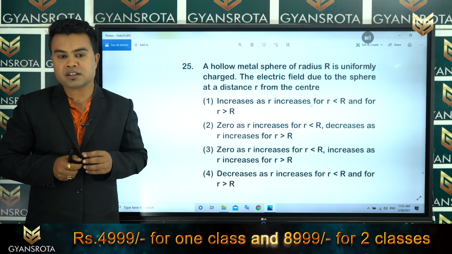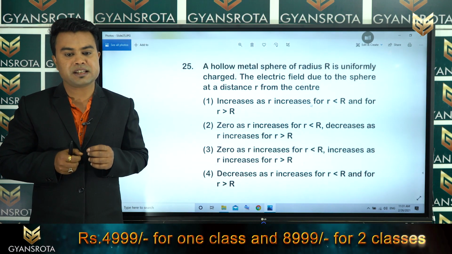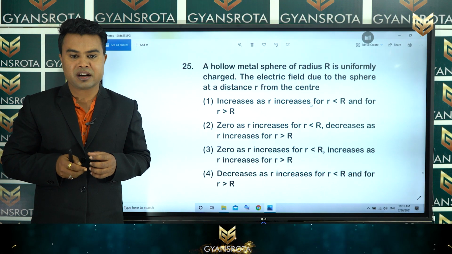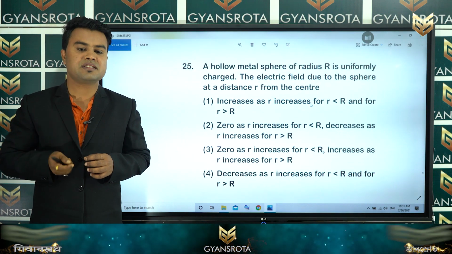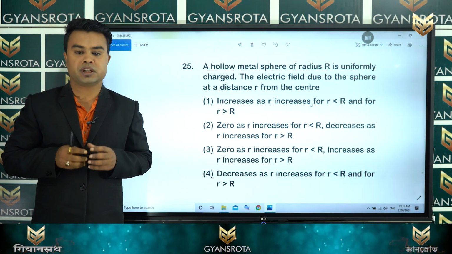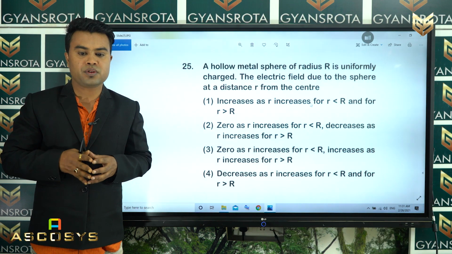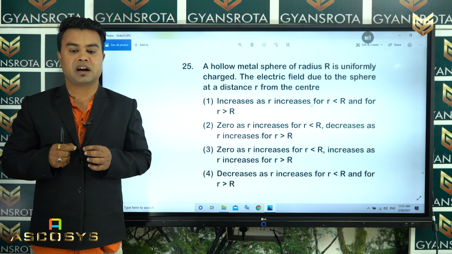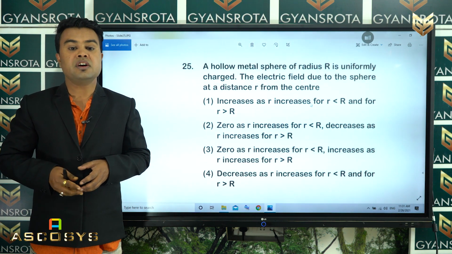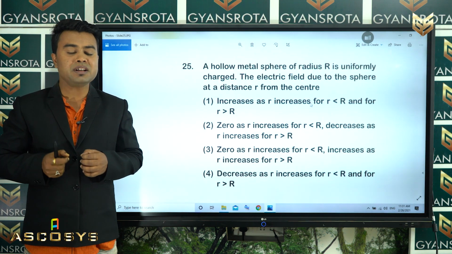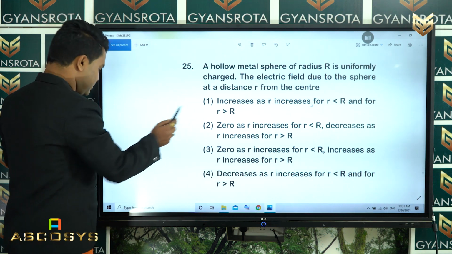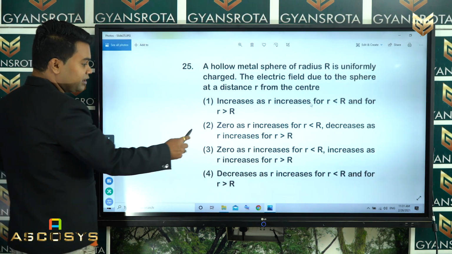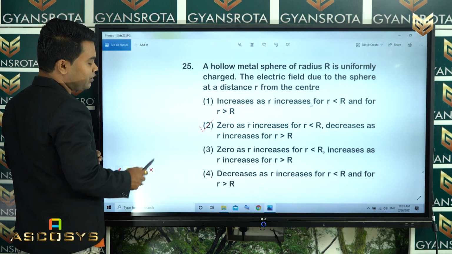Now there can be two answers also in the same question. So let us see number 3. 0 as r increases for r less than capital R, increases as r increases for, no, this is not the correct answer. Option 4, decreases as r increases for r less than capital R, that is also not the correct answer. So your final answer will be option number 2. So 2 is the correct answer. So I can write it down as, you can click on it, number 2. This is how you can solve.